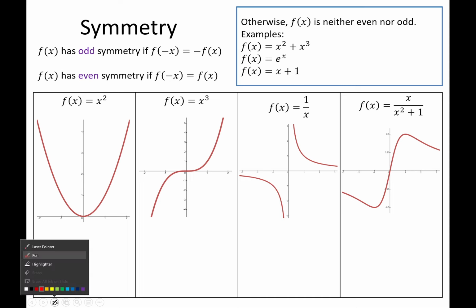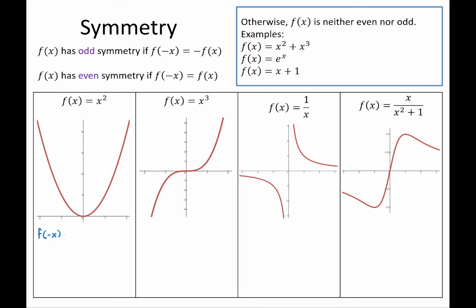The function at the top left, the function on the left-hand side, f of x is equal to x squared. We'll check if it's even or odd by replacing the x by negative x. So f of negative x becomes negative x all squared, which is negative x times negative x, which is positive x squared, which is f of x. Thus, f of x equals x squared, f of negative x being equal to f of x, means this is an even function.